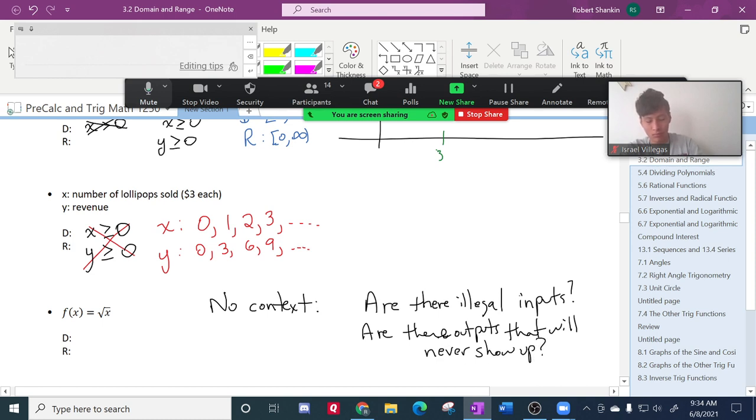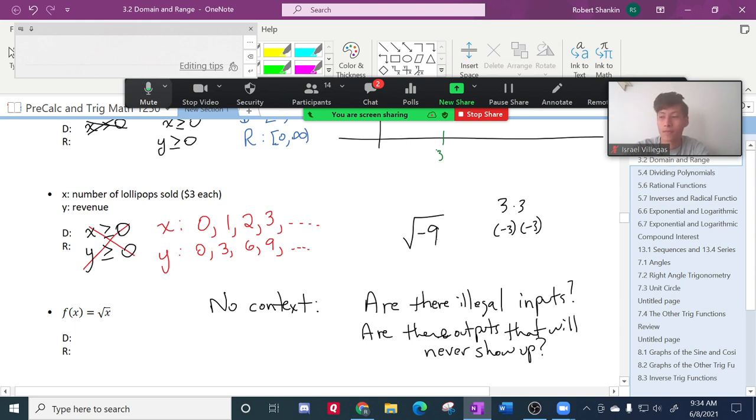So for the illegal inputs, it turns out that you cannot take the square root of negative numbers. If you tried to take the square root of negative 9, it is not 3, because 3 times 3 is positive 9. If you take negative 3 times negative 3, you get positive 9. The only way you can get negative 9 is if you take positive 3 times negative 3, but that's not a number times itself. This is illegal.